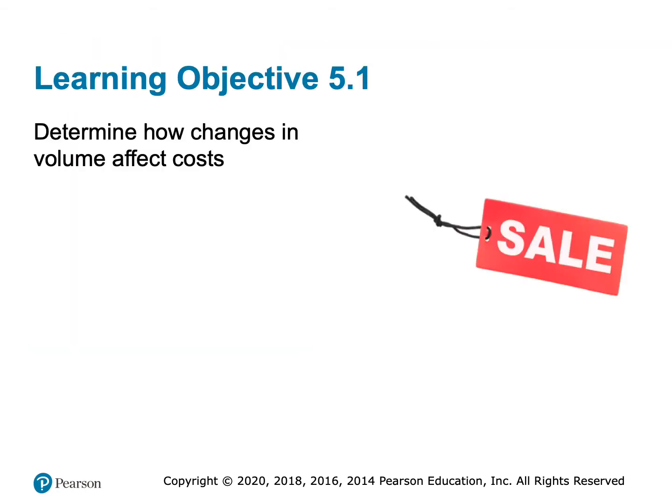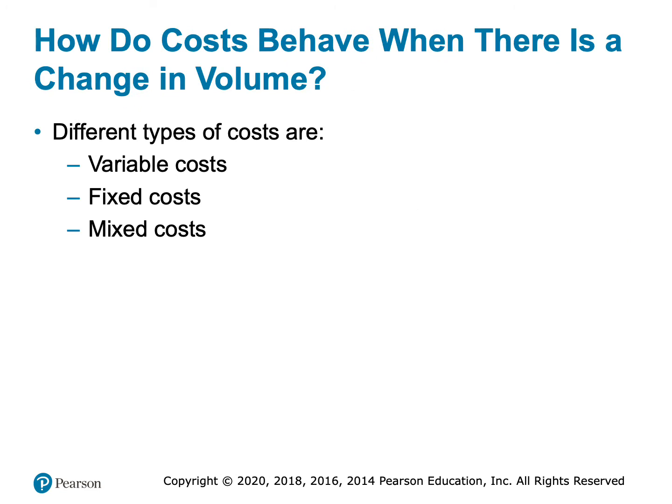So to get started, we're going to talk about how changes in volume affect cost. So CVP analysis, cost volume profit, is looking at how changes in cost and changes in volume affect profit. But before we can get to the profit component, we need to look at how changes in volume affect cost. Now, how they affect cost depends on what type of cost we're talking about. So we've got three basic types of cost: variable, fixed, and mixed, and we're going to go through and define each of those three types and draw those graphs.